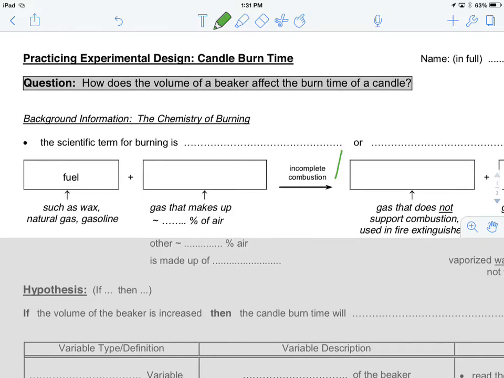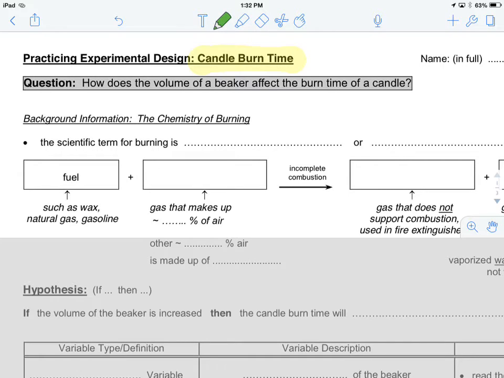All right, so we're going to get you ready for a lab that we're going to do in class. And this is typically called the candle burn time lab. What we're going to do is take a little tea light and put different size beakers over top of the tea light and find out how long that flame will burn until it goes out. So the question that we're asking then is, how does the volume of a beaker affect the burn time of a candle?